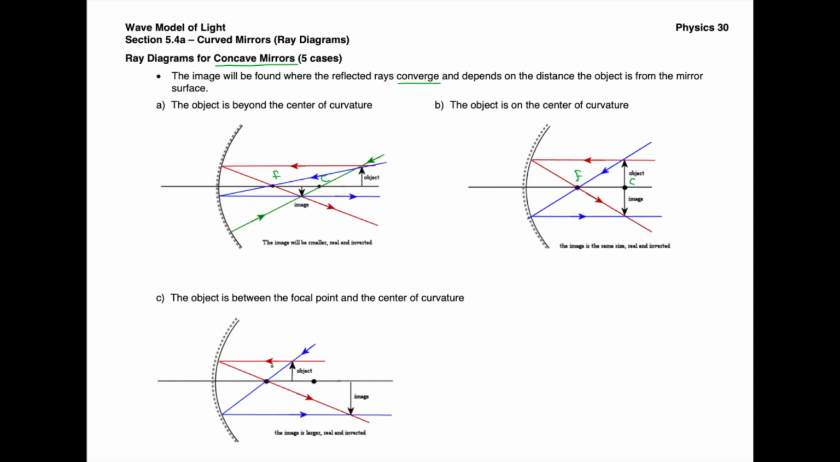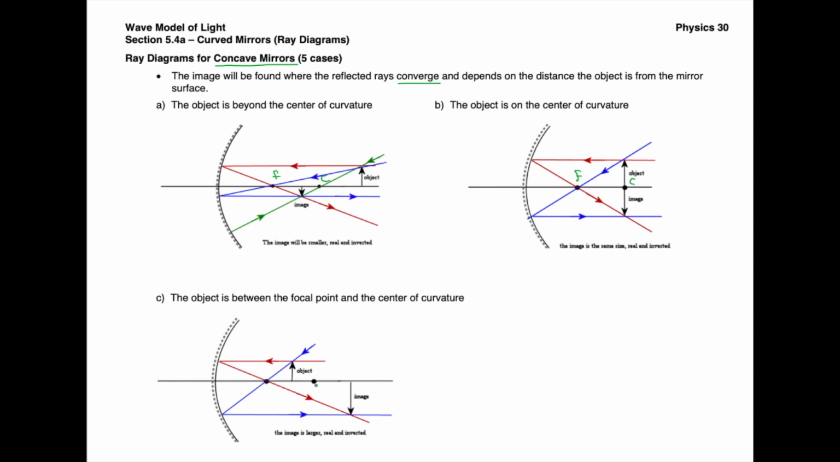Here if I have this parallel ray going through and then coming back through the focal point, what we'll see is that we're going to end up forming an image that's much larger. So I'll draw the blue line coming through the focal point, and then coming back parallel, and so we see that we get this larger image. However, it is still inverted, and so it's still a real image as well.